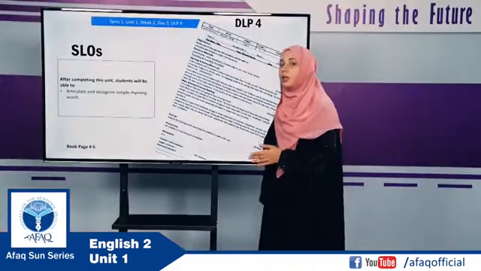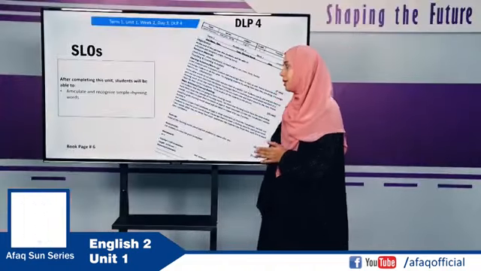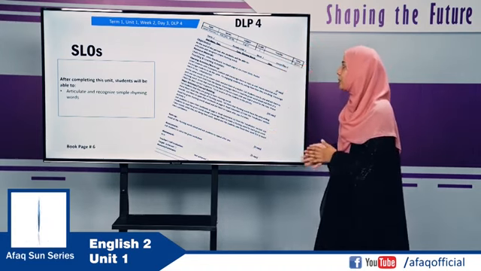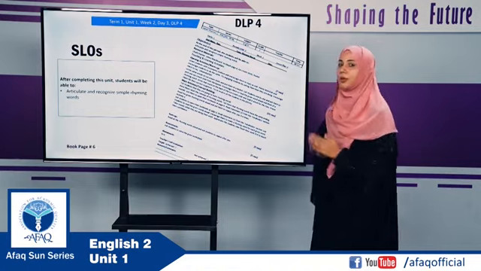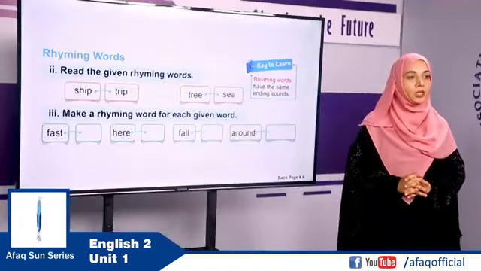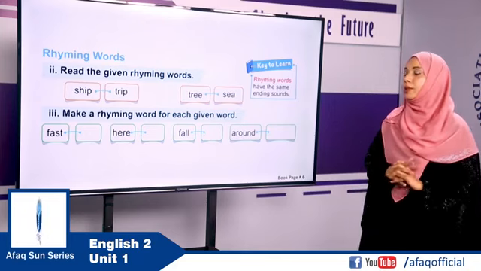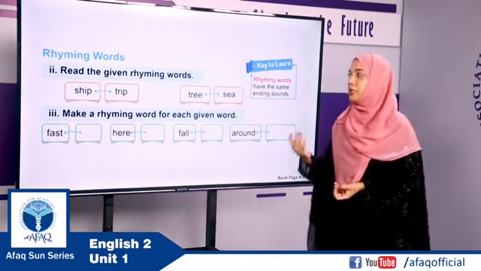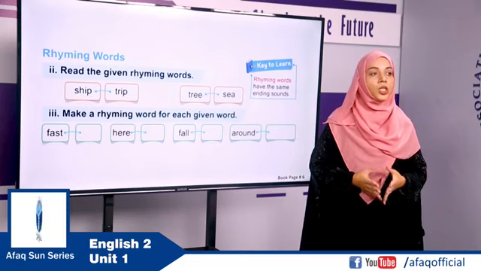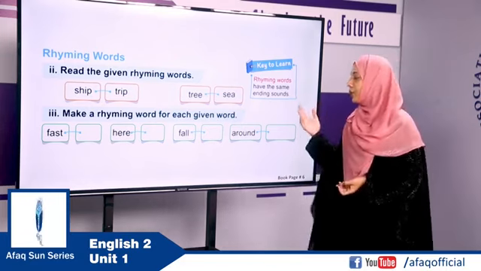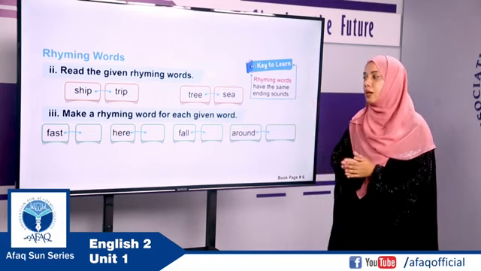In this lesson, we will cover one SLO, and complete methodology to cover this SLO has been provided in DLP 4. Dear students, open page number 6 of your textbook. On this page, you will find some examples of rhyming words. Do you know what are rhyming words? Rhyming words are the words that have same ending sounds.